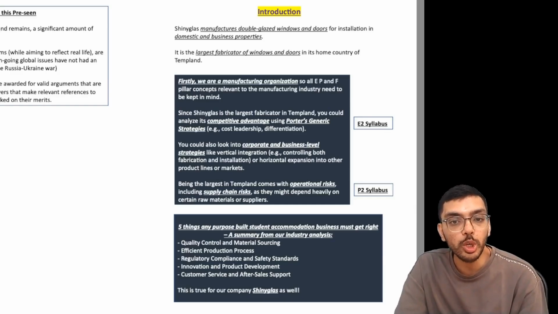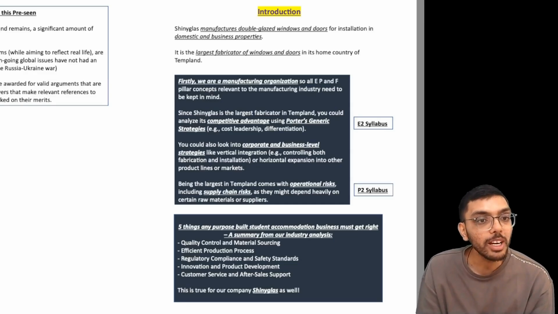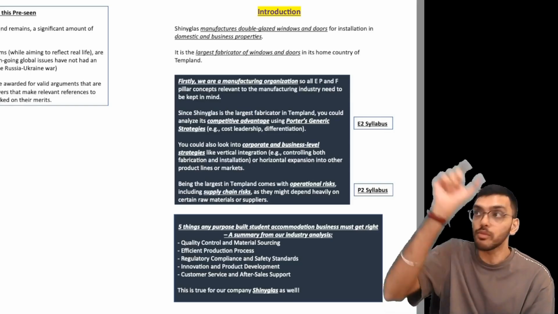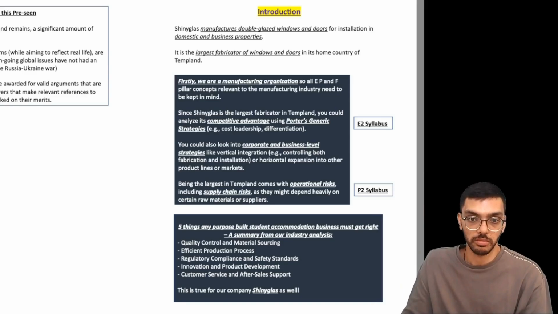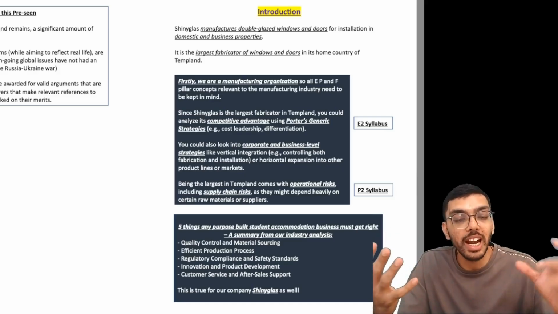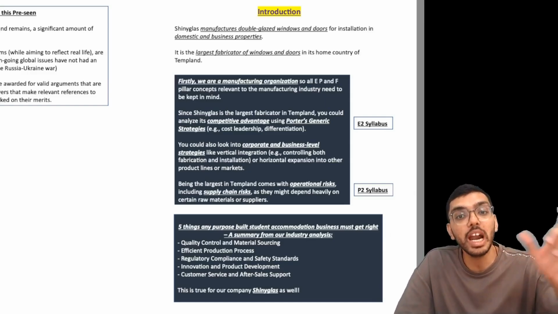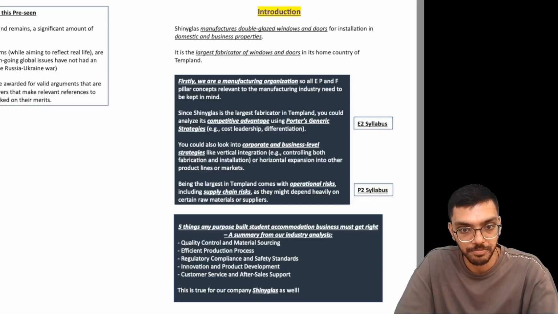And you could also look into corporate and business level strategies like vertical integration or horizontal expansion into other product lines or markets. Because we are already the largest fabricator in our country, there might not be more possibility of growth, more possibility of expansion. So vertical integration as well as horizontal expansion could be something that we are looking at, and I've spoken about this in the industry analysis as well as the future outlook for this industry.